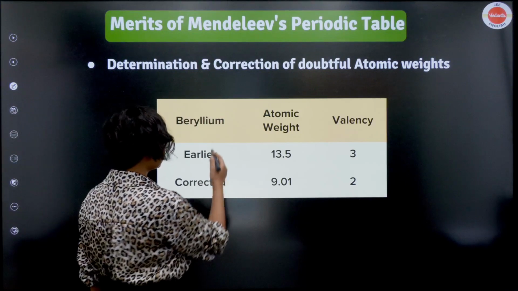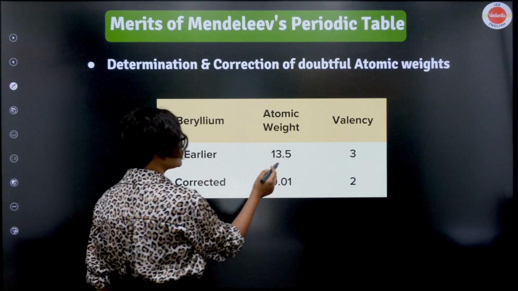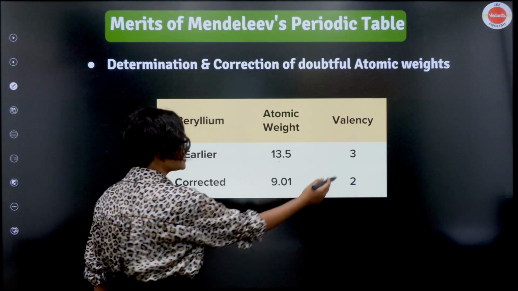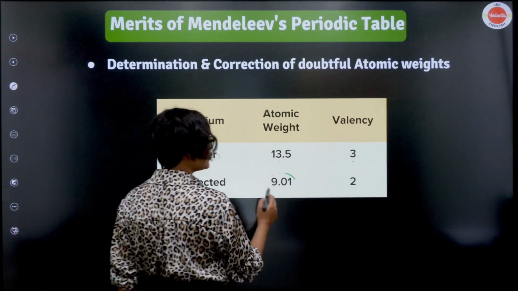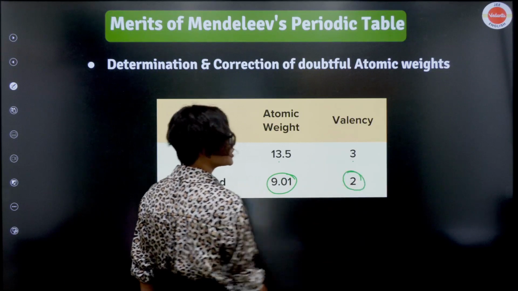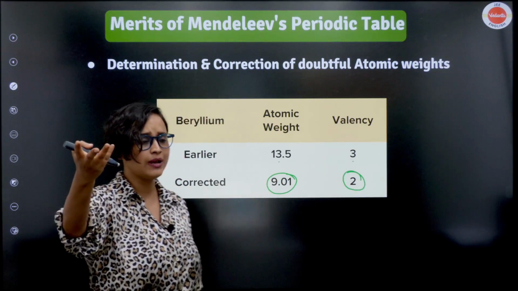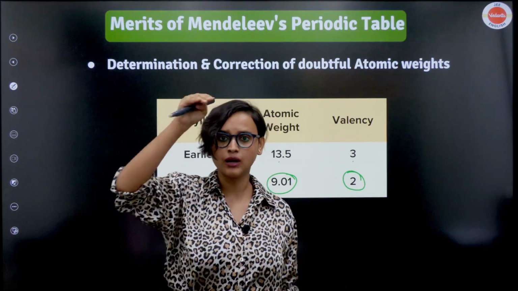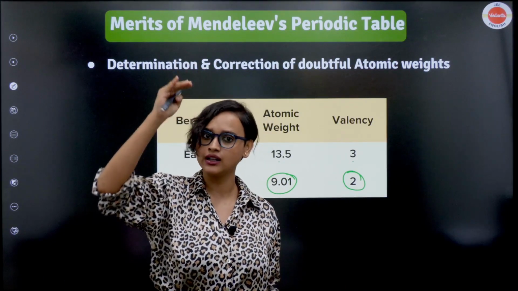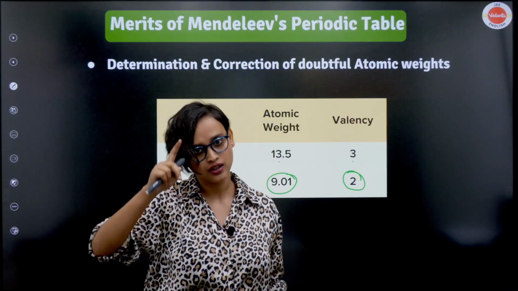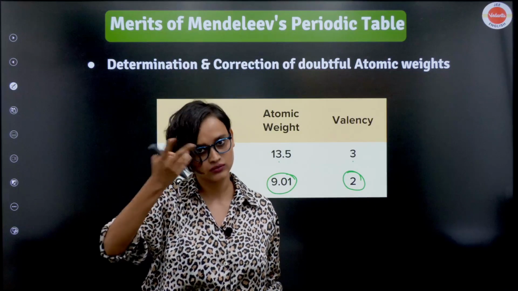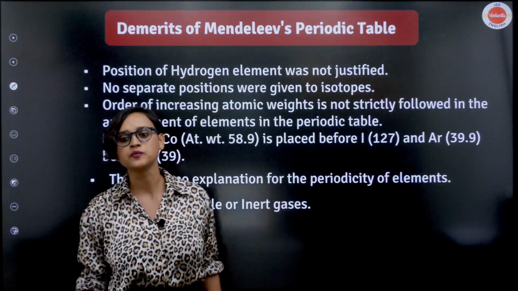So, atomic weight, see, for beryllium, earlier we used to think that it was 13.5 and valency was 3, okay? But that's not the case. Corrected atomic weight came out to be 9.01 and valency was actually only 2. Beryllium, group 2, yes, beryllium is in group 2. Group 2 has a valency of 2 only, right? 1s2, 2s2, correct, that's what he said.